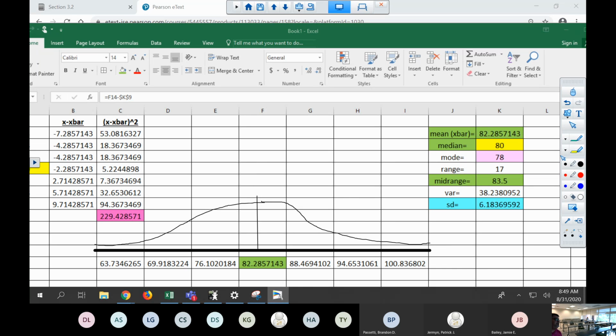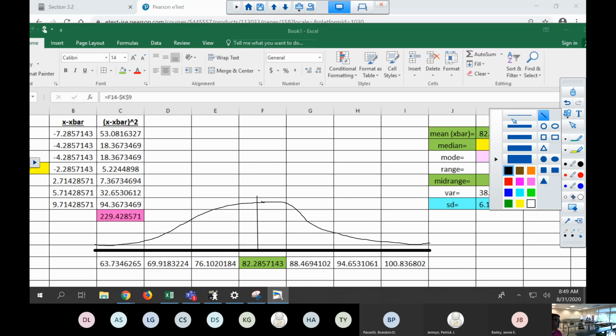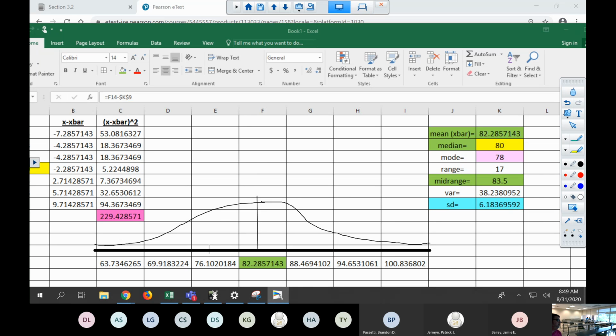Now, there's three standard deviations to the left, and I'll draw those. There's 1. There's 2. And there's 3. And there's three standard deviations to the right. 1, 2, 3. Everybody with me?